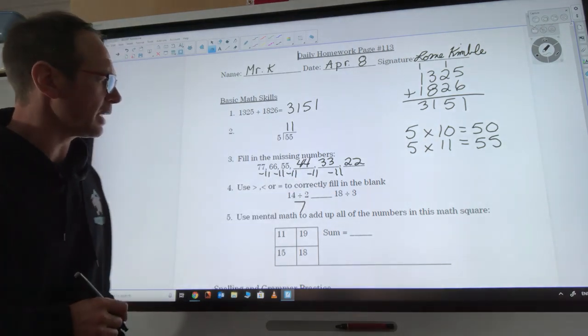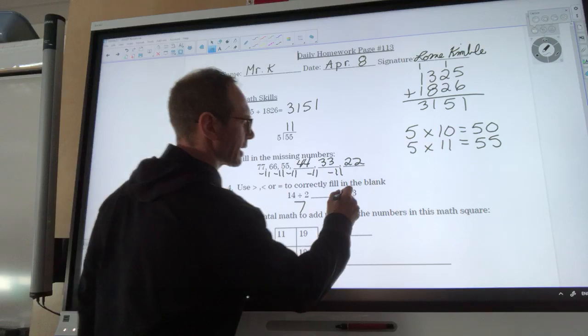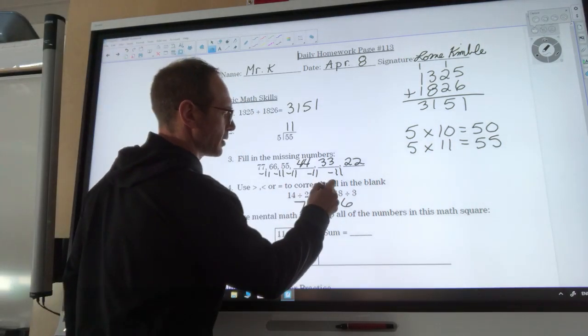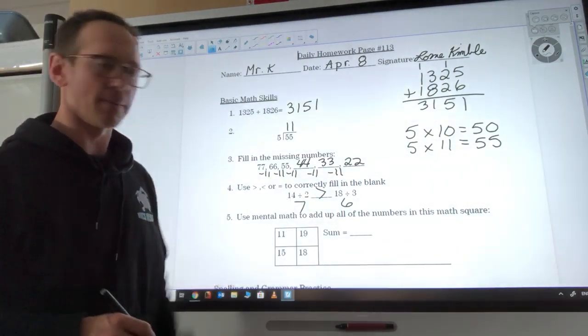18 divided by 3, well, that's 3, 6, 9, 12, 15, 18. That's 6 3's to get to 18. So 14 divided by 2 is greater. So we would say 14 divided by 2 is greater than 18 divided by 3.